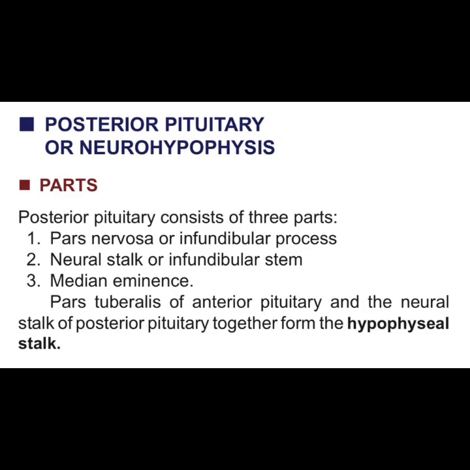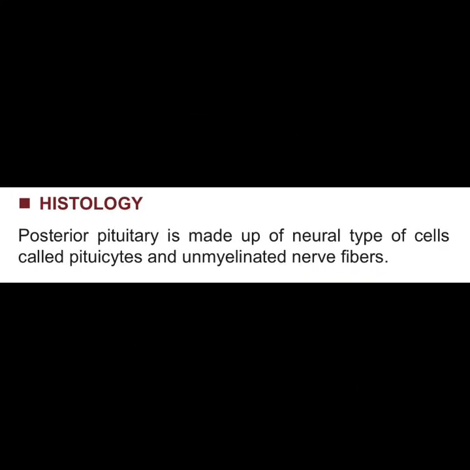Now one thing you have to know: I told you the anterior pituitary gland histologically is made up of chromophore cells and chromophobe cells. But the posterior pituitary gland is made up of a newer type of cell, called the pituicytes. So pituicytes, or pituitary cells, contain unmyelinated nerve fibers. You call them pituicytes. So put it in your mind.